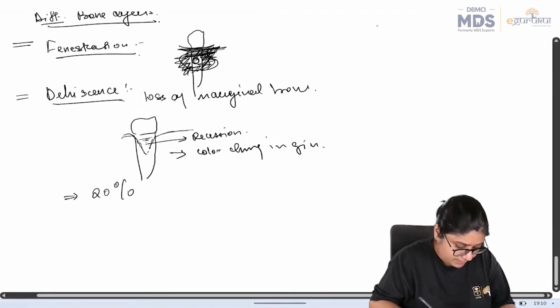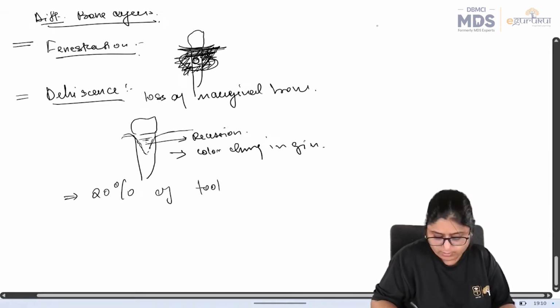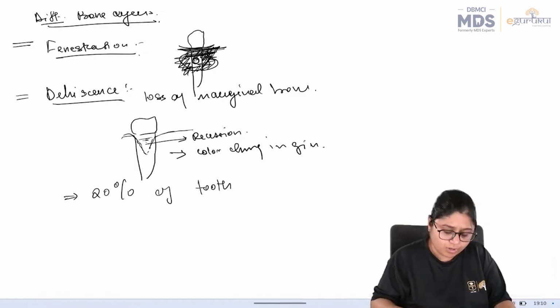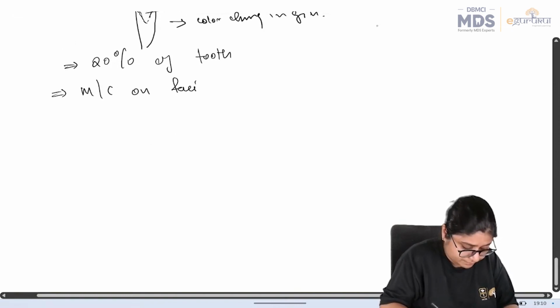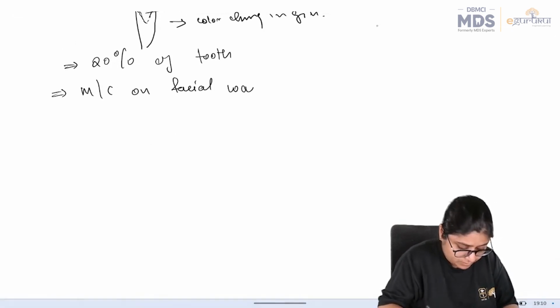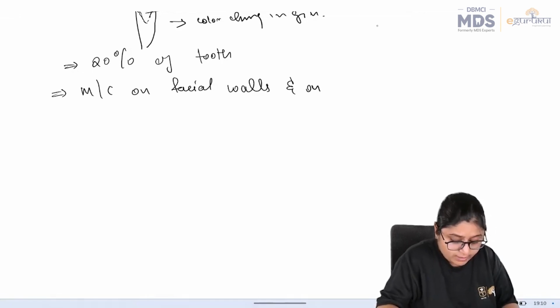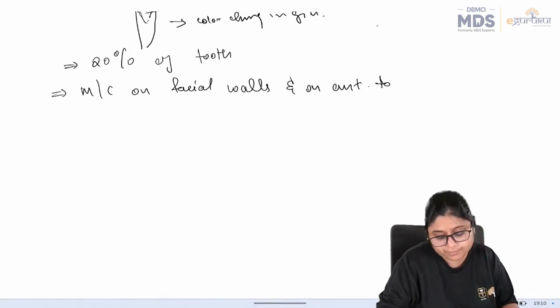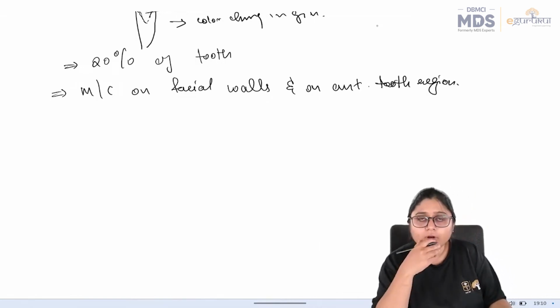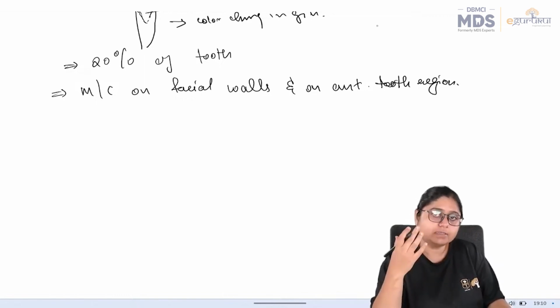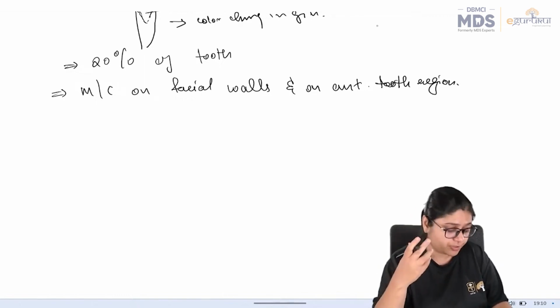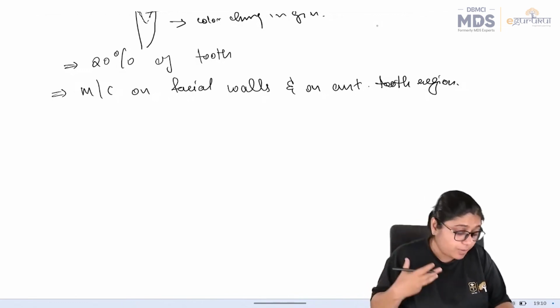Now, 20% of teeth have either fenestration or bone dehiscence. Fenestration and dehiscence are most common on facial walls and in the anterior tooth region. Why? Because the anterior cortical plate is thin. We have already discussed. So there are more chances of bone dehiscence and bone fenestration, because bone can be easily resorbed from that side.